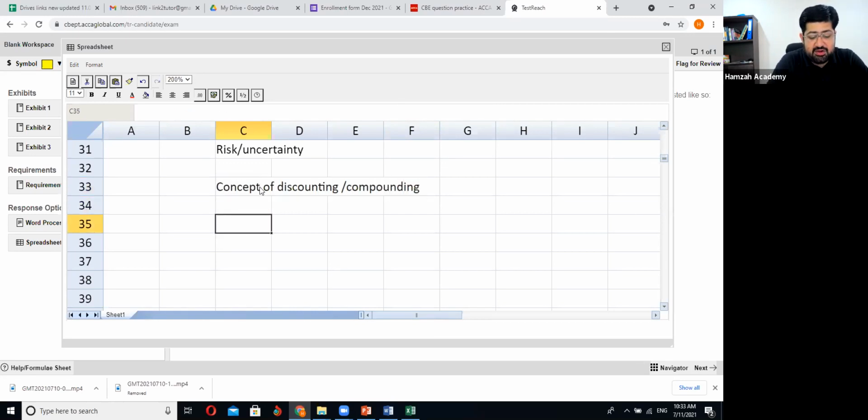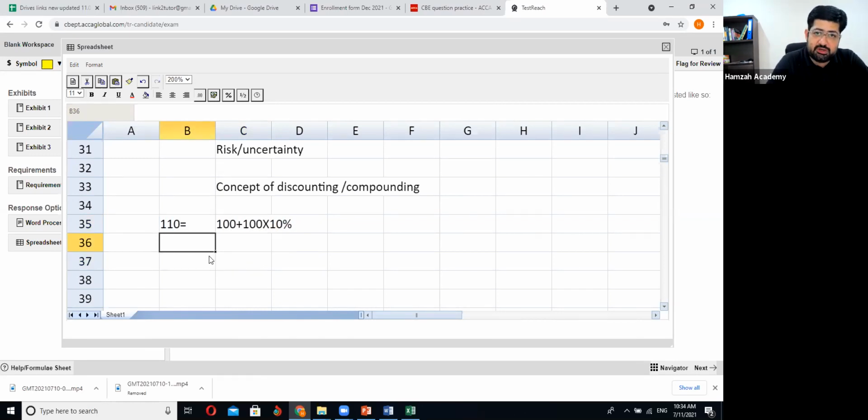If you have $100 today and you go to the bank, you deposit it with the bank at 10% rate, what will you get? 100 into 10%. You will get this interest after 1 year, and the amount will become this. You invest this today, you will get interest.